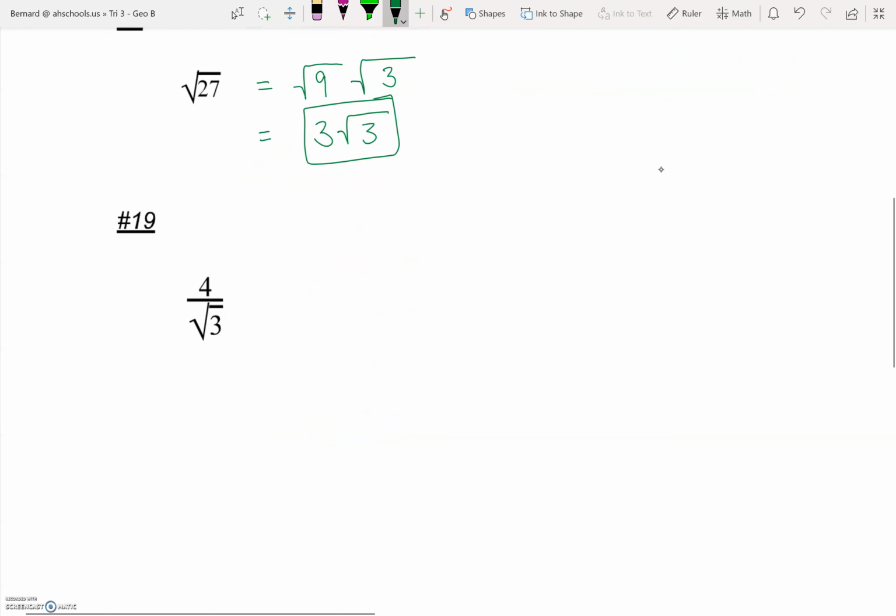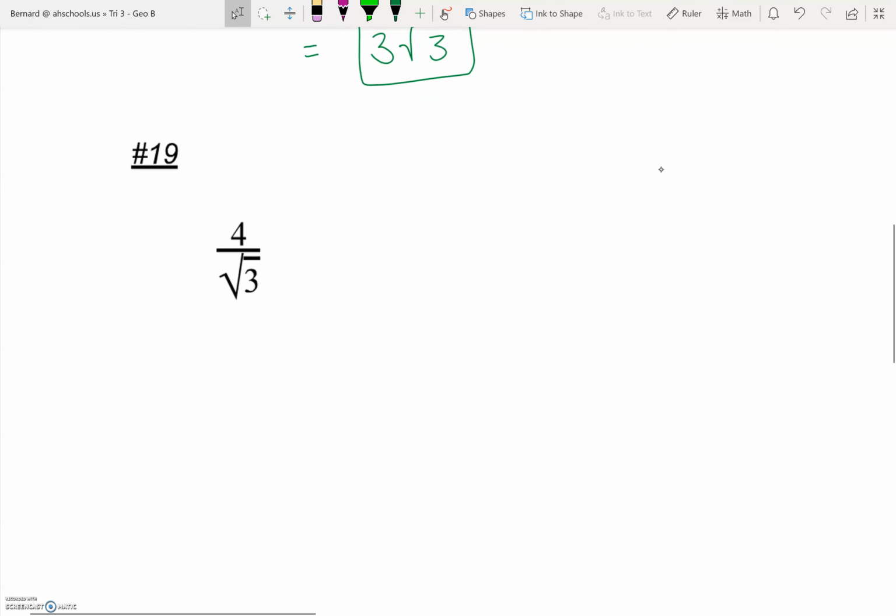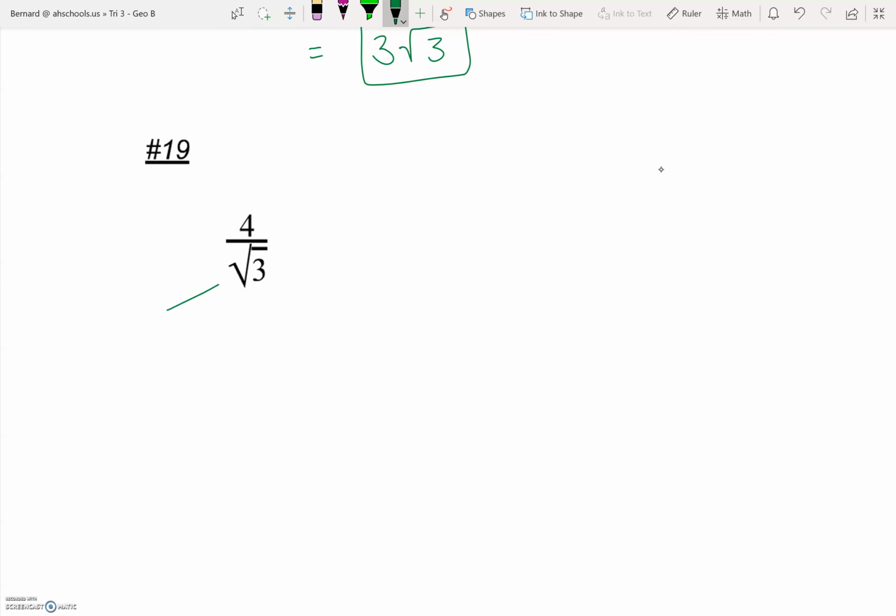All right, now problem number 19 deals with a little bit different of a skill. Same idea, we're doing operations with radicals, but we aren't simplifying them in the same way. What we are going to try to do is take the radical that's in the bottom of our fraction, which is called the denominator, and get rid of it, right? But we can't change the value of our whole fraction. We still need it to maintain the same value as 4 divided by square root of 3. We just don't want the square root of 3 to sit in the bottom.